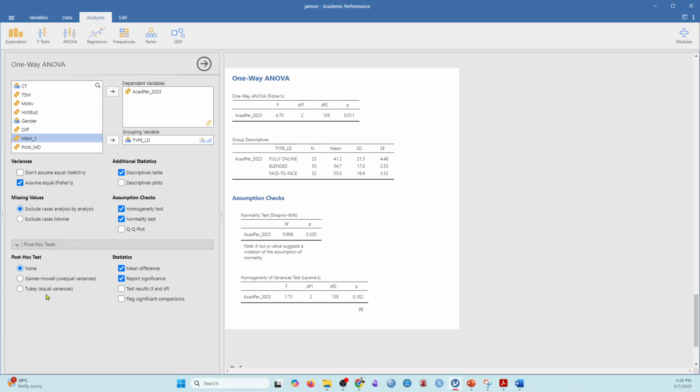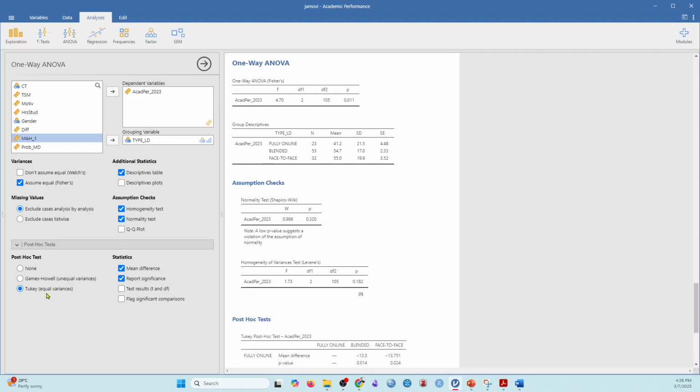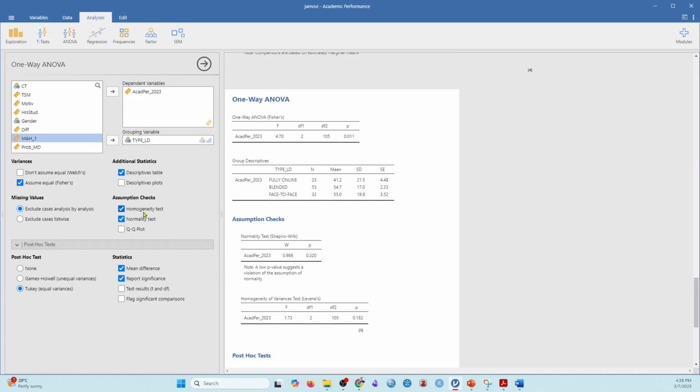And in terms of a post-hoc test, we'll ask for a Tukey test, where we assume equal variances, right? This is again because we have this assumption which is met, equality of variances. When it comes to normality, we get the Shapiro-Wilk test, and the same here. If it is greater than 0.05, then we can say that the assumption of normality has been met, and that's again the case here. So that's good.